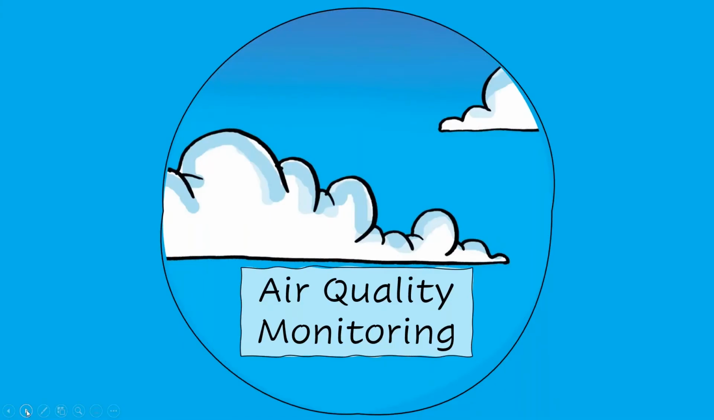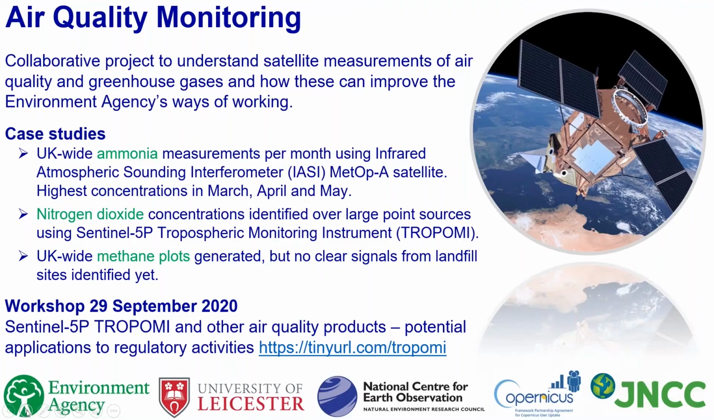And my final example now, and this is using a very different kind of sensor, is modeling air quality. And this is a project that's very new to us. It's another of these Copernicus user uptake projects that Lynn was talking about in the introduction. And it's a collaborative project led by the Environment Agency to understand how satellite measurements of air quality and greenhouse gas could improve the EA's ways of working.